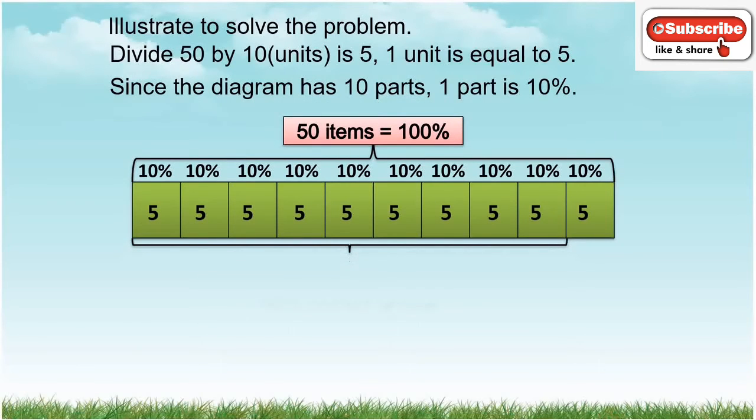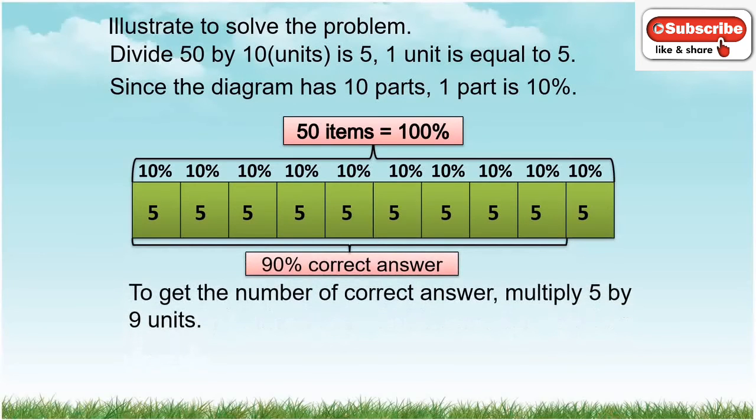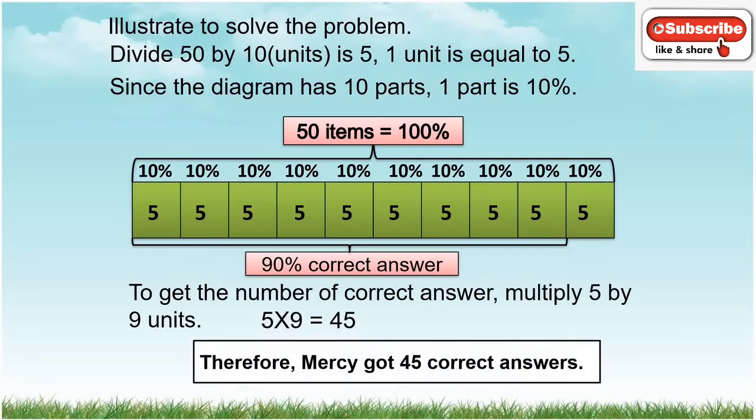These parts represent the number of correct answer. To get the number of correct answer, multiply 5 by 9 units. 5 times 9 equals 45. Therefore, Mercy got 45 correct answers.